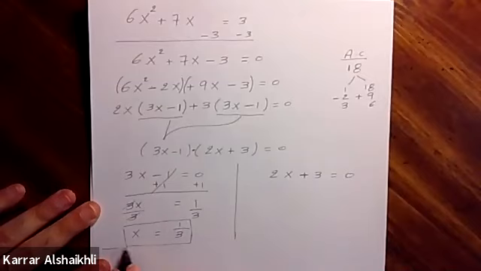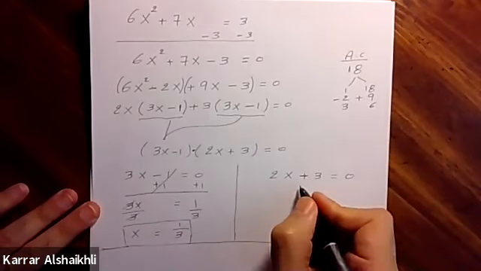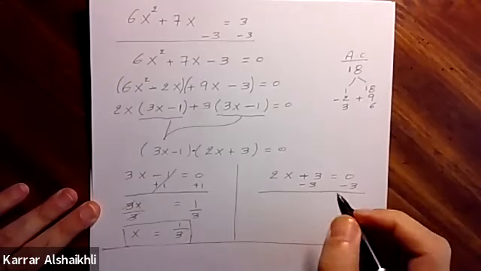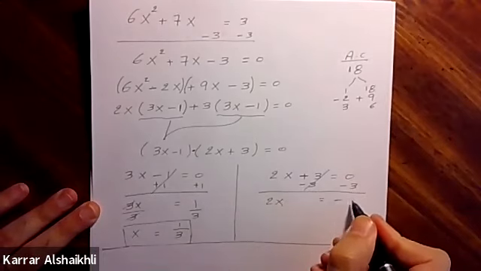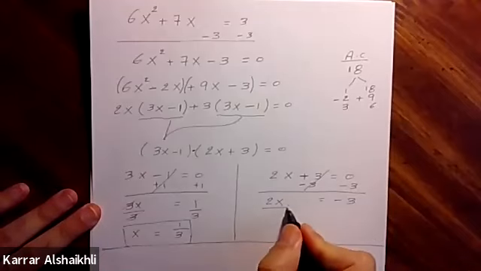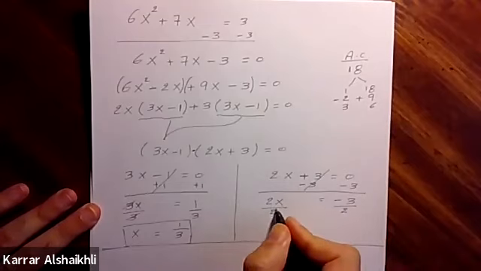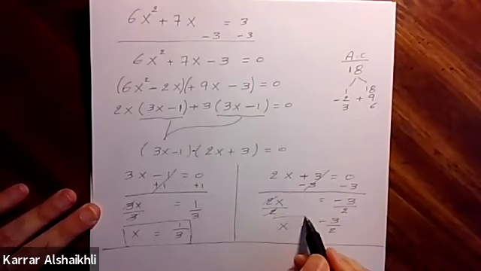Let's check the second solution. We're going to do exactly the same steps. We're going to subtract 3 from both sides. So it's going to be 2x, these cancel, equal -3. Then we're going to divide both sides by 2, the number beside the variable. So x, because these cancel, x is going to be equal to -3/2. This is the second solution.